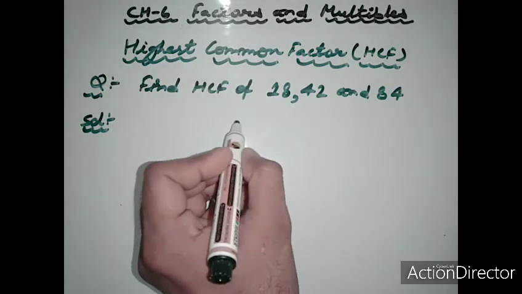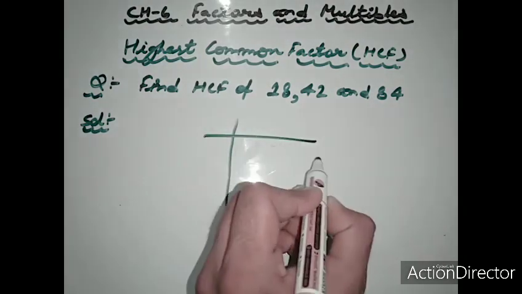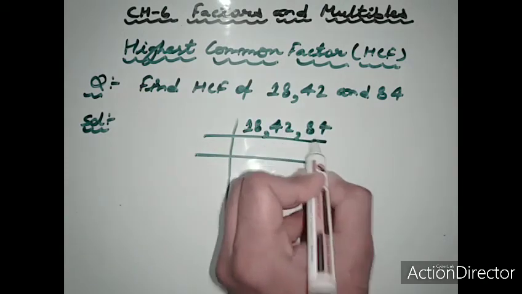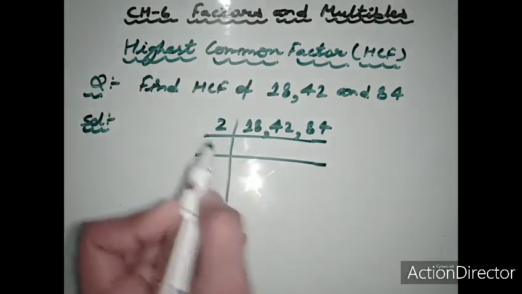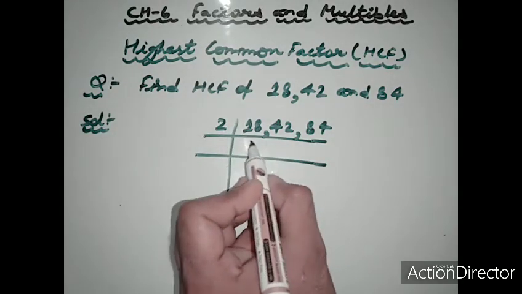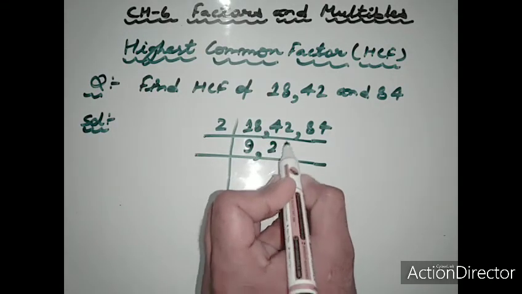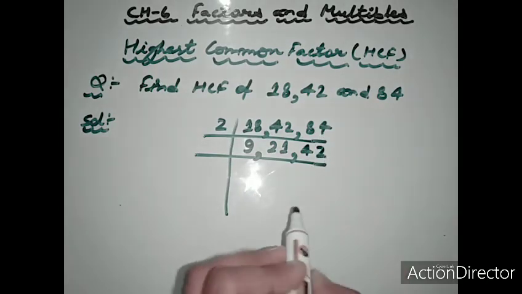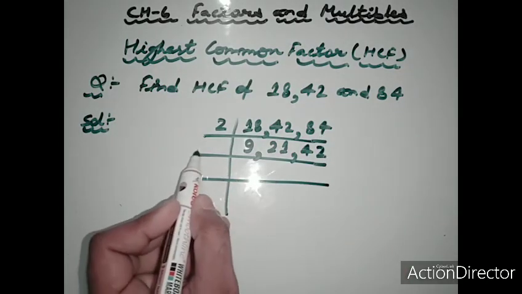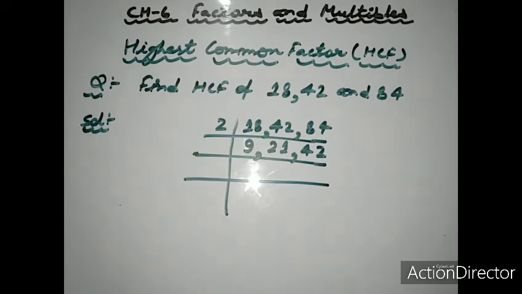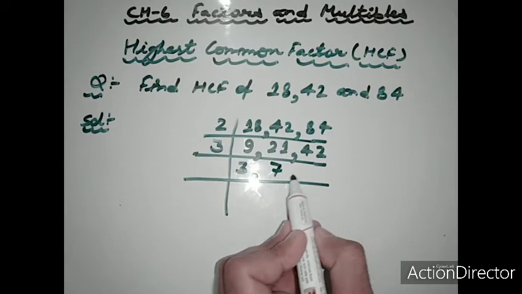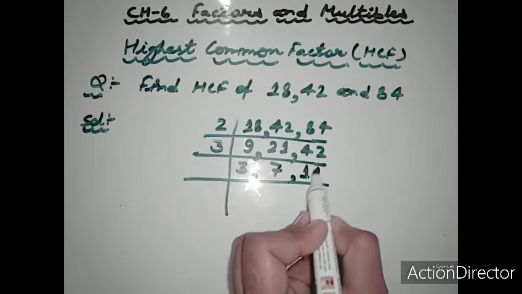Now we start dividing all these numbers, 18, 42 and 84. Here all the numbers are divisible by 2, so we divide these numbers by 2. 2 9s are 18, 2 2s are 4 and 2 1s are 2. Now 2 4s are 8 and 2 2s are 4. Now these numbers are not all divisible by 2, so we check whether they are divisible by 3. Yes. So 3 3s are 9, 3 7s are 21 and 3 1s are 3 and 3 4s are 12.